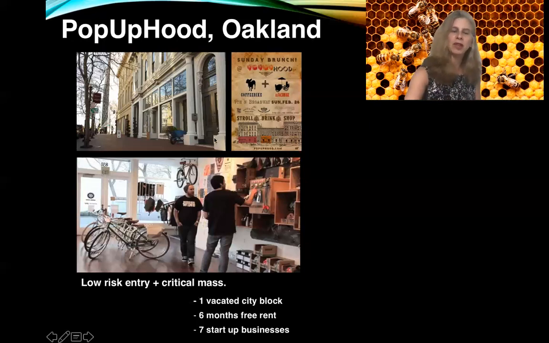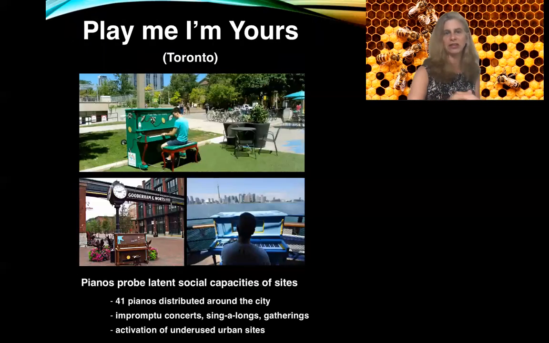Okay. So this idea of low risk entry and critical mass, again, we have multiple agents testing the niche value in parallel, and you're going to get evolution happening faster the more agents you have in the system.